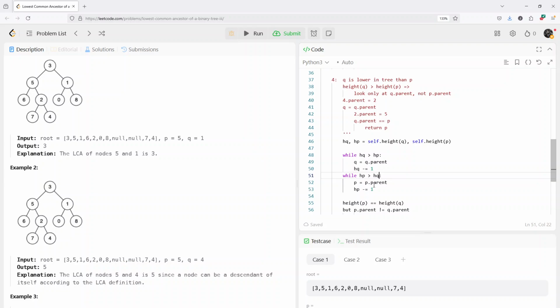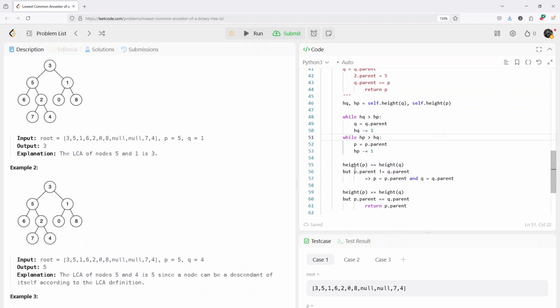Then now we know they have to be equal. So if P.parent doesn't equal Q.parent, then this would be a while loop. You would keep doing it until their parents are the same. And then here, they basically had the same height and the same parent, so then you just return one of their parents. And it looks like that should be it.